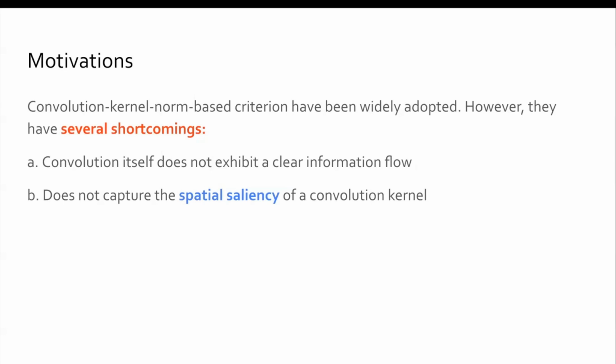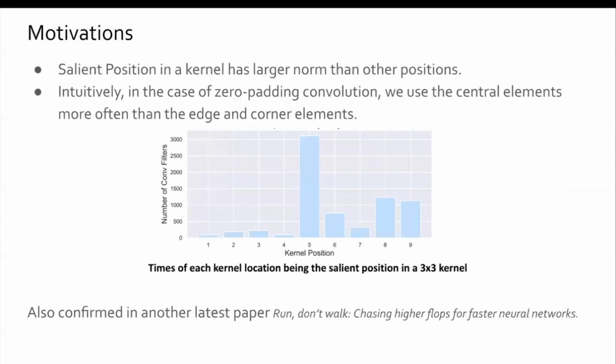So what is the meaning of spatial saliency here? We define the salient position in a kernel as the position having the largest norm compared with the other positions. In this diagram, we measure the number of times each kernel location is the salient position in a 3x3 kernel, so there are nine total spatial positions. We can see in the figure that the fifth position, corresponding to the central element, is the salient position the most times.